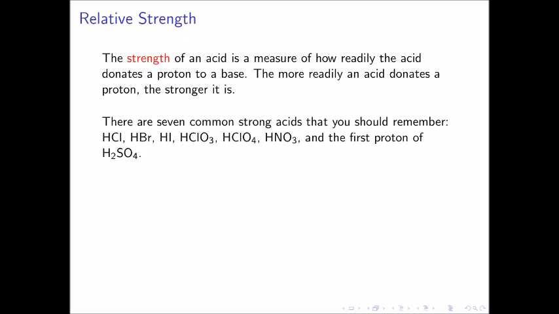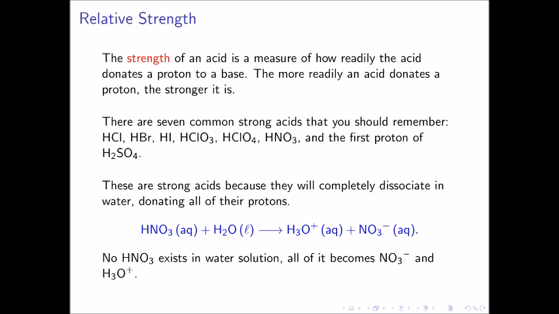There are 7 common strong acids that you need to remember: hydrochloric acid, HCl, hydrobromic acid, HBr, hydroiodic acid, HI, chloric acid, HClO3, perchloric acid, HClO4, nitric acid, HNO3, and the first proton on sulfuric acid, H2SO4. These are all considered to be strong acids because they will completely dissociate in water, donating all of their protons.